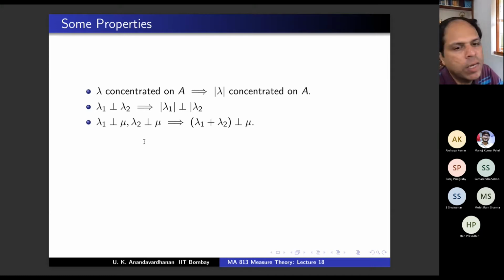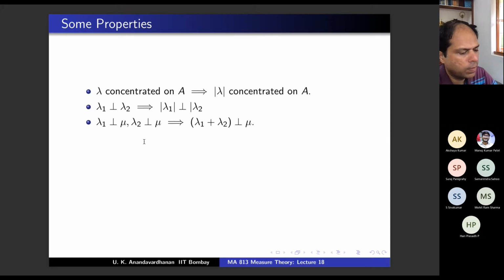And associated to mu, you had A1. And associated to mu in the second instance, you had A2. And what will you take here now? Whatever set you consider should be disjoint from B1 union B2. You have to give two sets which are disjoint, with lambda 1 plus lambda 2 concentrated on one and mu concentrated on the other. So here we can't take union. If you take union, what will happen? Lambda 1 plus lambda 2 is concentrated on B1 union B2, and if you take A1 union A2, it need not be disjoint.